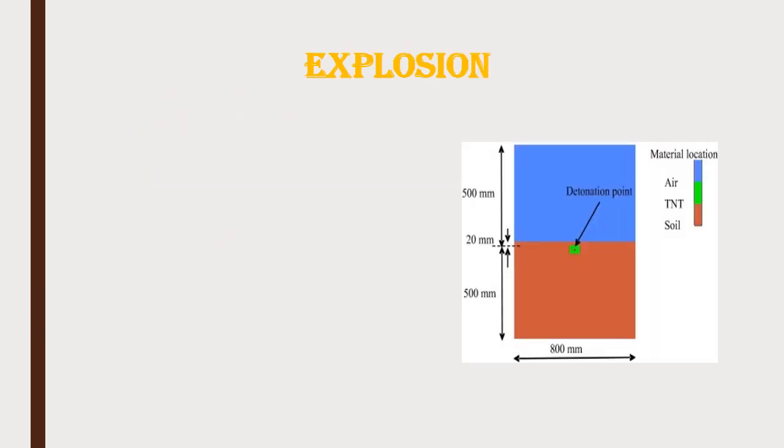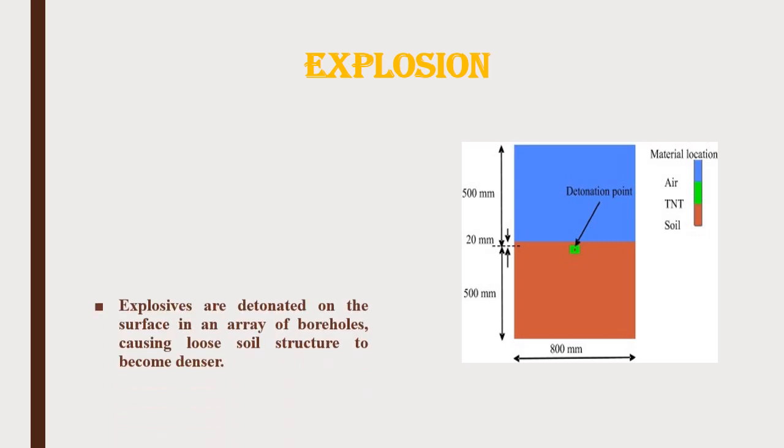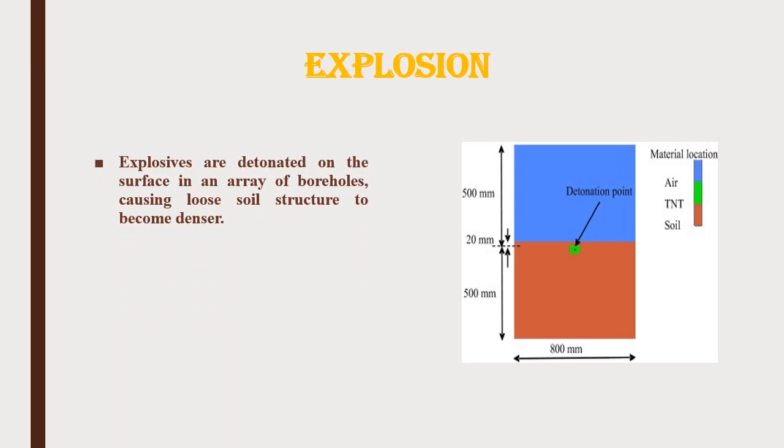The second technique is explosion. Explosives are detonated on the surface in an array of boreholes, causing loose soil structure to become denser. Here we can see the detonation point where the explosives are charged. The material location is represented here. The blue line indicates the air, green TNT, that is the detonation point, and the red indicates the soil.